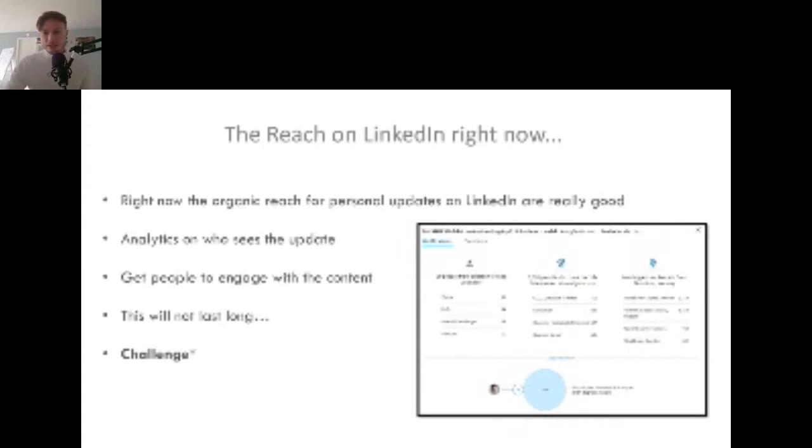You also get analytics on who sees the profile, what title they have, what geography, and what company. The key is to get people to engage with the content. That's how you succeed, and comments is the most valuable in the algorithms right now.